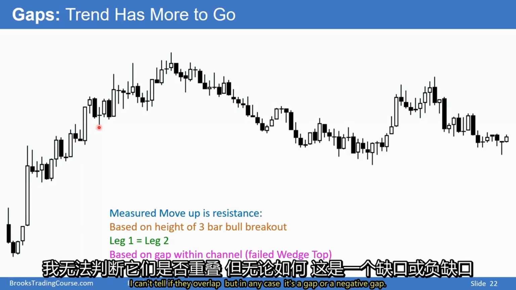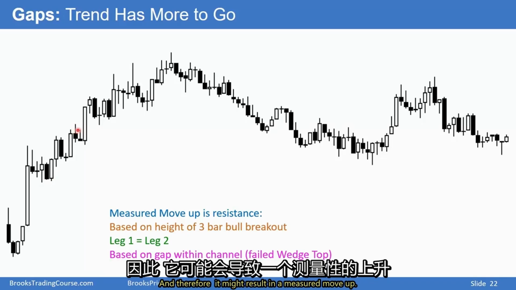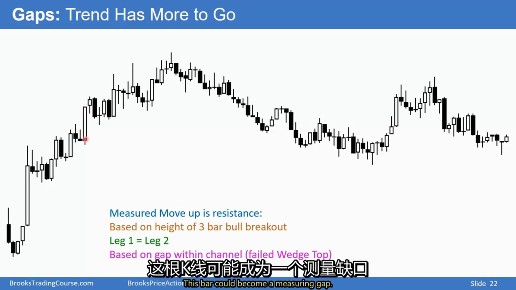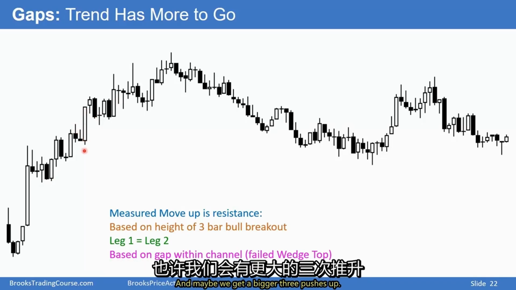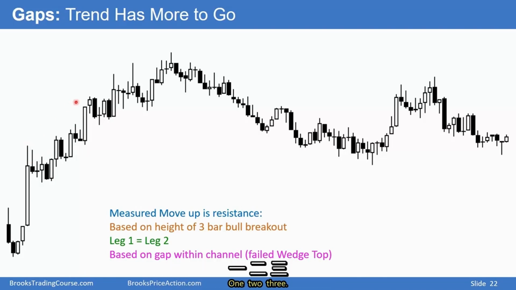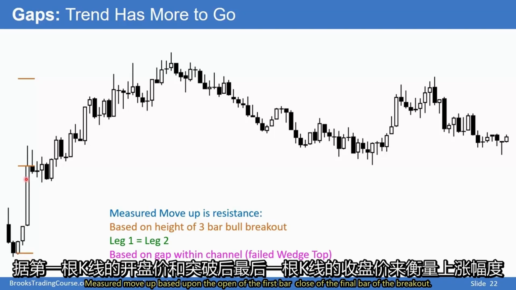I can't tell if they overlap, but in any case, it's a gap or a negative gap, and therefore it might result in a measured move up, and this bar could become a measuring gap. And maybe we get a bigger 3 pushes up. 1, 2, 3, maybe a nested 1, 2, 3, 1, 2, 3. Measured move up based upon the open of the first bar, close of the final bar of the breakout.